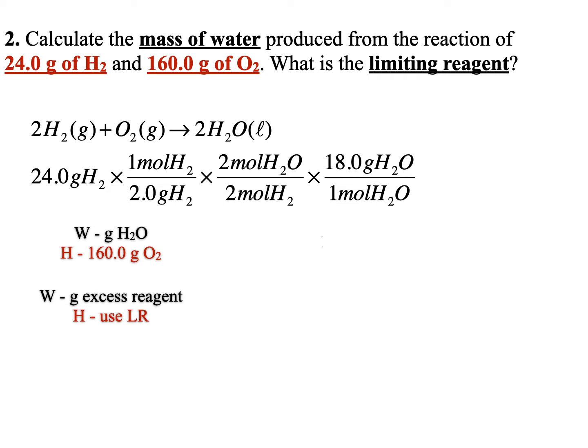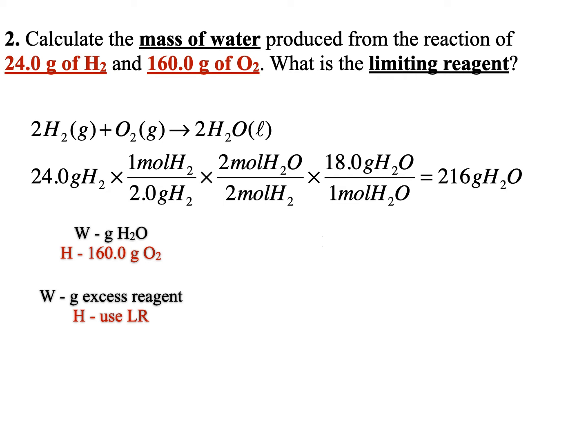I go grams to moles over grams, to moles of water over moles of hydrogen, to grams of water over moles of water. I do my math, and I get 216 grams of water. So if I use 24 grams of hydrogen, I would produce 216 grams of water. Now we have to figure out what 160 grams of oxygen would do.